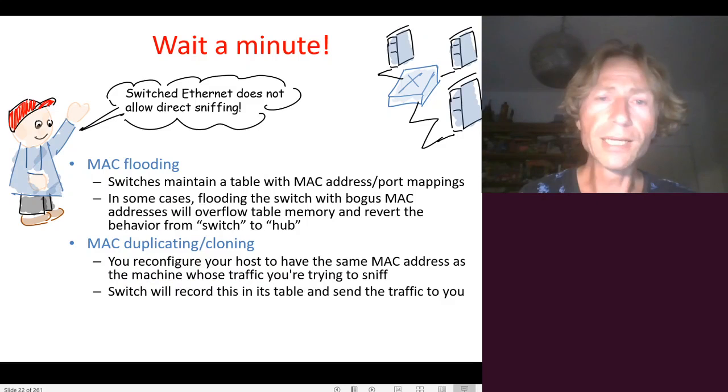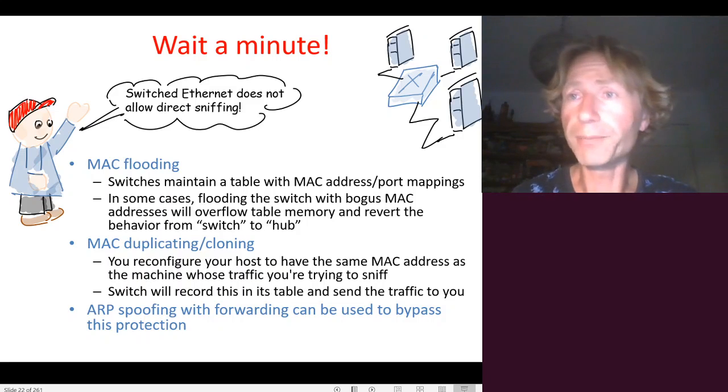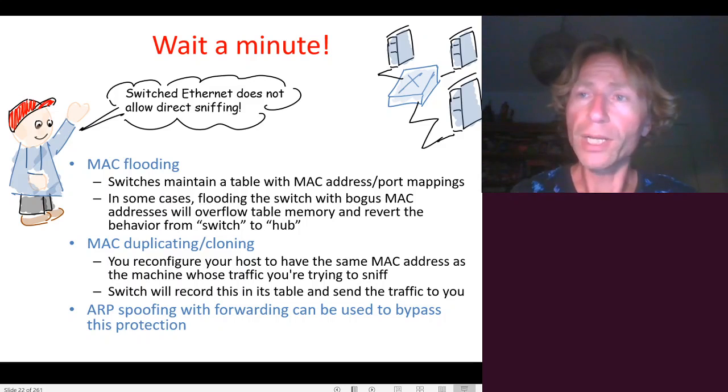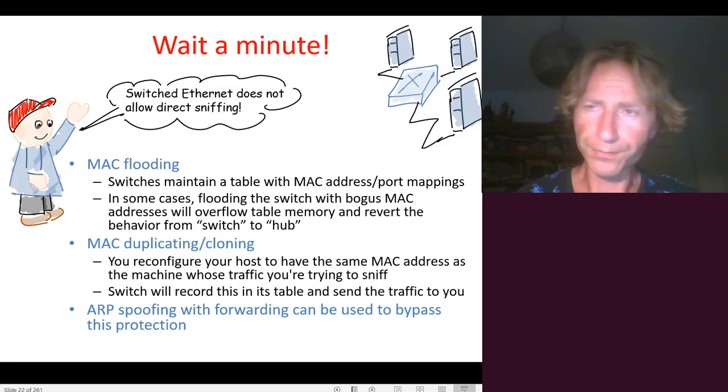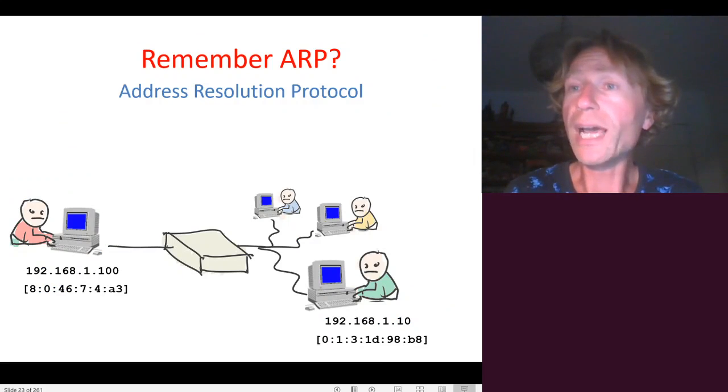The final thing that you can do is so-called ARP spoofing, and maybe you can include forwarding and then construct a complete man in the middle. Now, what do we mean by ARP spoofing? Well, from your computer networks course, you probably remember that we need to do address resolution, and this is what we use the address resolution protocol for.